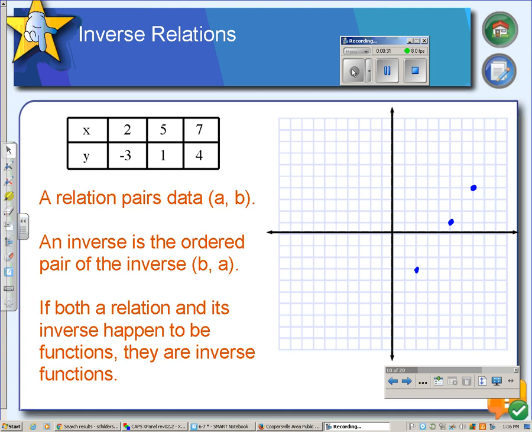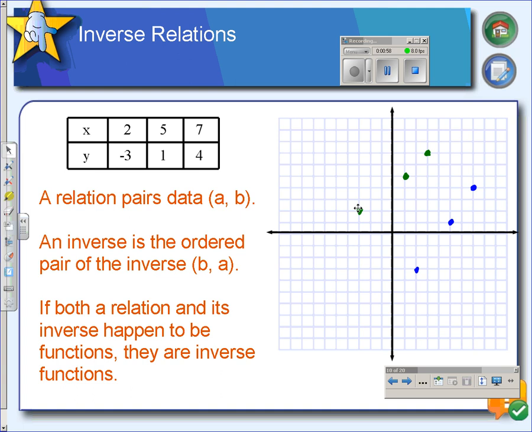If we wanted to graph the inverse, then we would just switch the x and the y. Instead of graphing 2, -3, we would graph -3, 2, and it would go there. 5, 1 would be 1, 5, and 7, 4 would be 4, 7. So the inverse is in green.